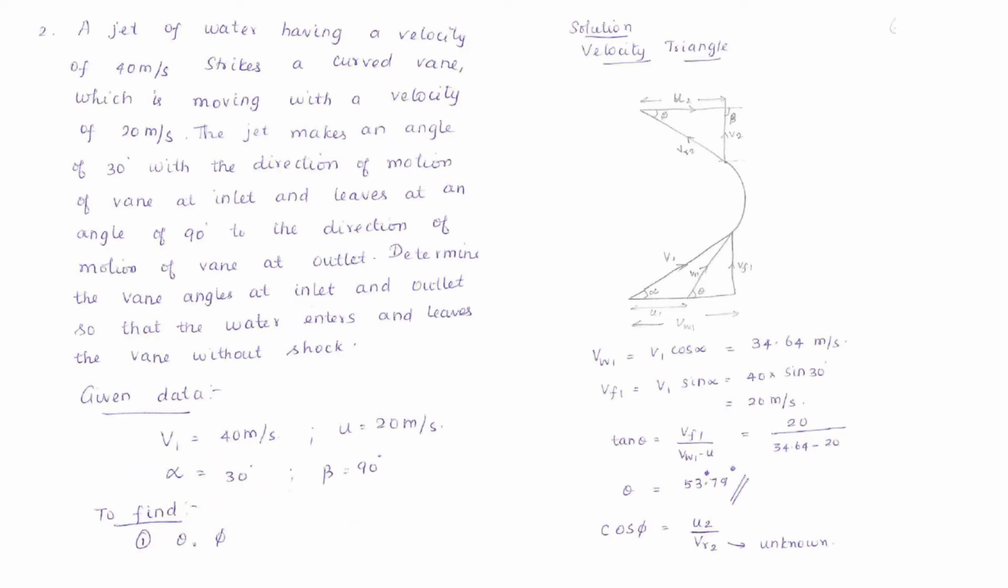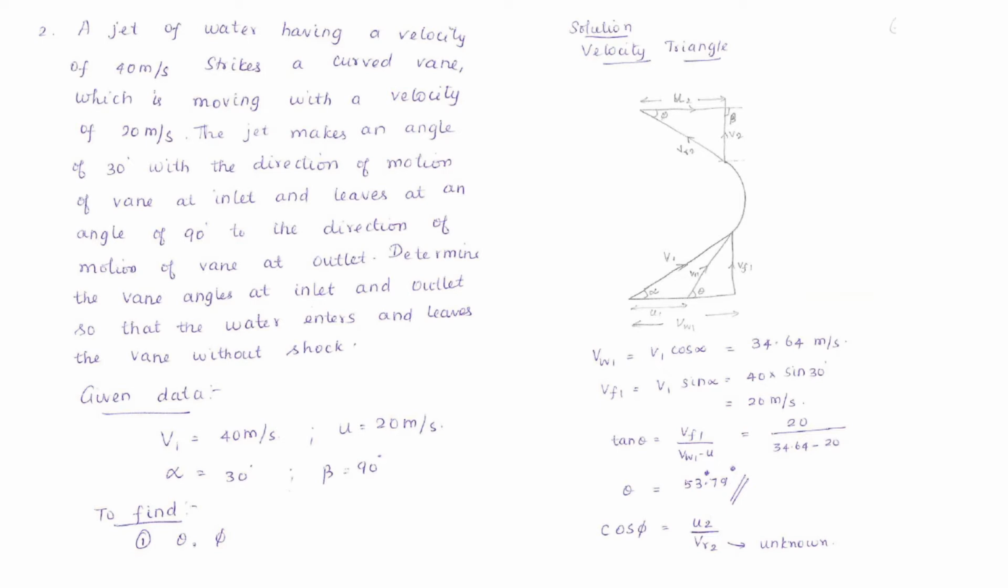A jet of water having a velocity of 40 meter per second strikes a curved vane which is moving with a velocity of 20 meter per second. The jet makes an angle of 30 degree with the direction of motion of vane at inlet and leaves at an angle of 90 degree to the direction of motion of vane at outlet. Determine the vane angles at inlet and outlet so that the water enters and leaves the vane without shock.